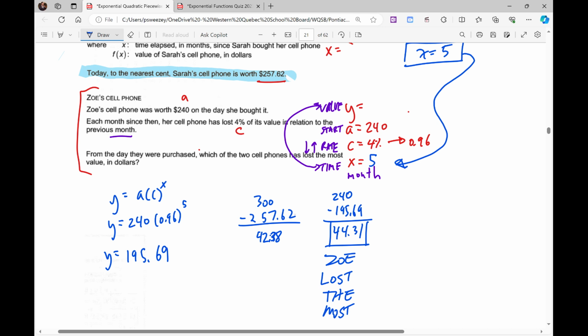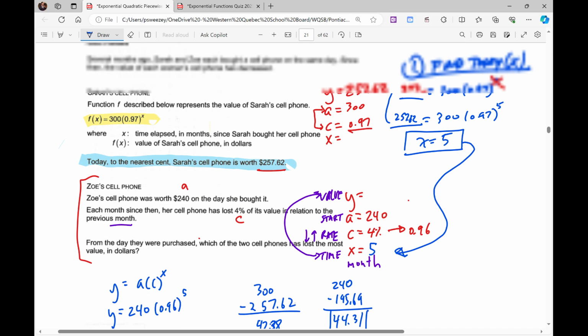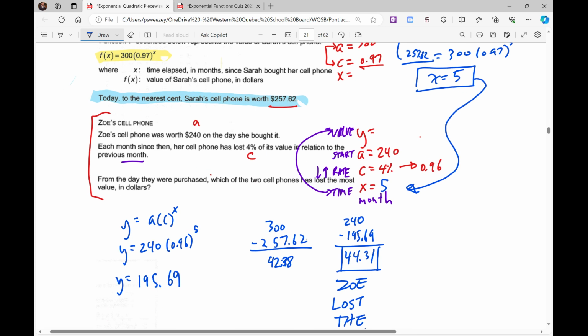Yeah? Does she lose the most when she has more? So, well, because this is more, so I've subtracted and figured out how much she lost. So she lost $44 on her phone, and she lost $42 on her phone. So she lost more value on her phone. Okay. Yeah, so it's just a weird one. She started lower, and her phone ended up being of a lower value. But what was more important is that she was losing 4%, and Sarah was losing 3%.